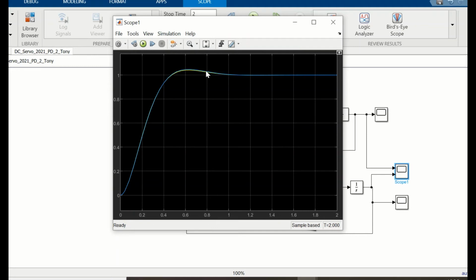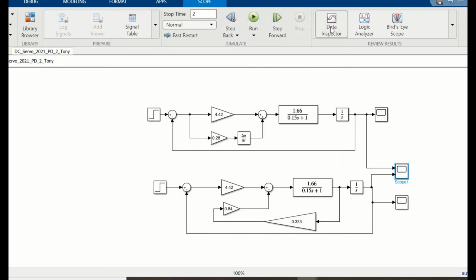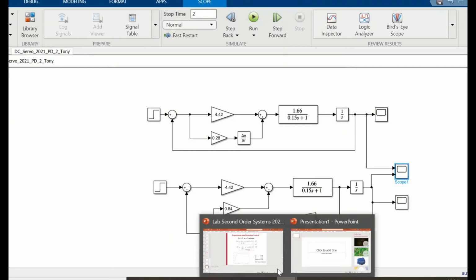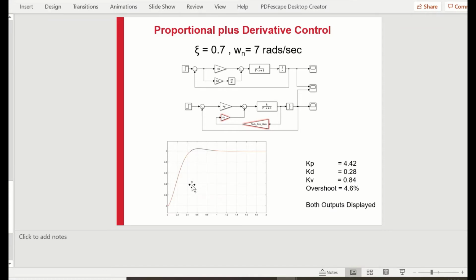That should be 4.6%. I should have lost my piece of paper there with all my things on. So that's 4.6%, almost 5%. So if we go back to this one now, see that's about 5% there, 4.6%.